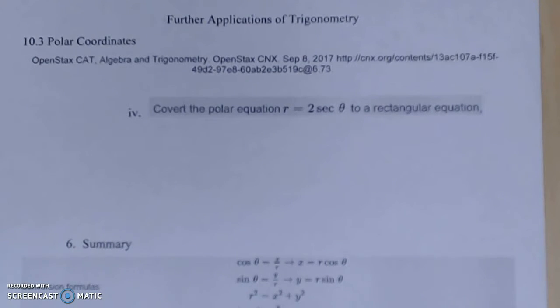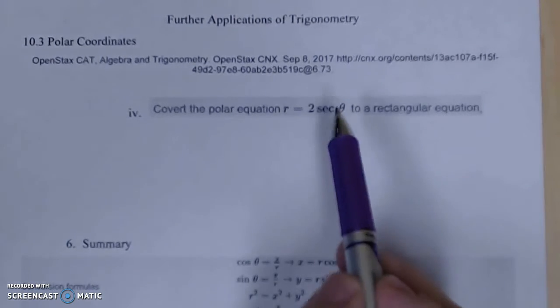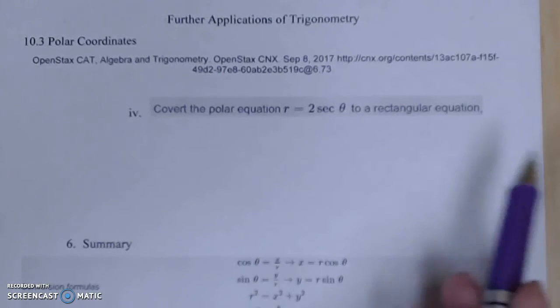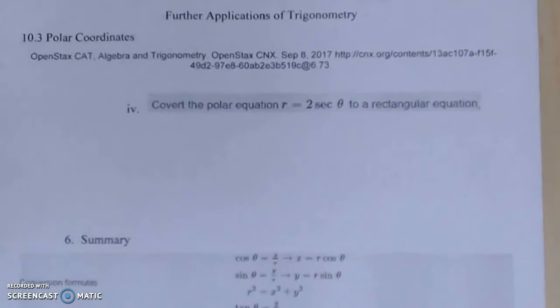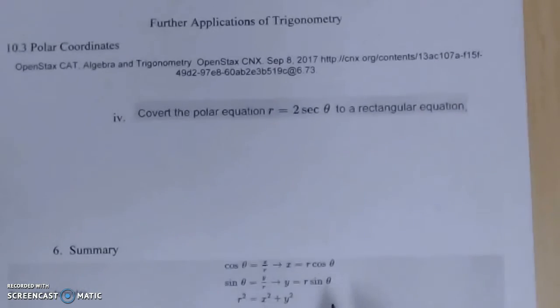So here's one, and it says convert the polar equation r equals 2 secant theta to a rectangular equation. So now we're going to go the reverse of that. And so what I'm going to do is I'm trying to get the trig function and the r back together and see if we can make some kind of assimilation and maybe use some of these formulas that we've already picked up.